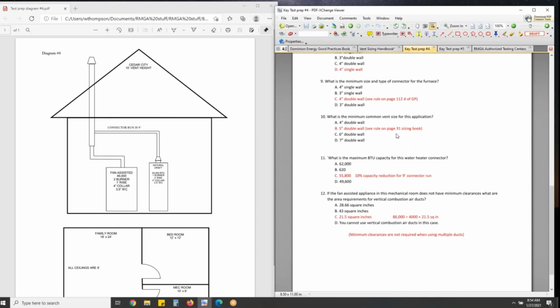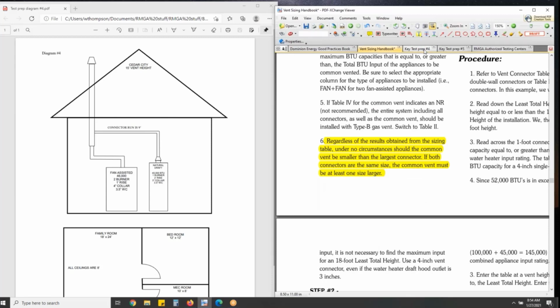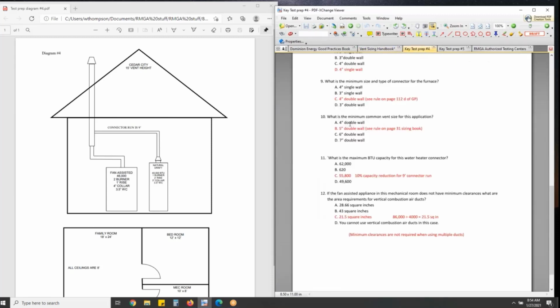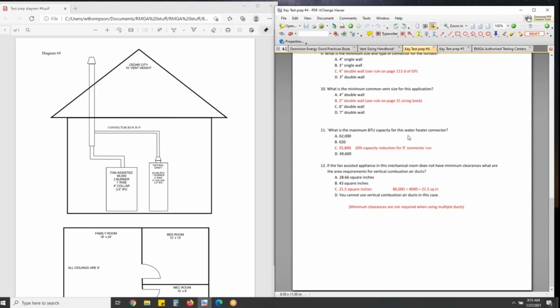Same thing here. We had that rule on page 31 of the sizing book, which I already covered. Just remember that rule is an old rule. It doesn't exist anymore. If you got 4-inch double wall on this, you're okay. So whatever the chart tells you, if the chart tells you a 4-inch would work in that, that's the answer you're going to pick. All right, what is the maximum BTU capacity for this water heater connector? Okay, 55.8, and we had a 10% capacity reduction because of that 9-foot connector run. Okay, that big long run. We want connectors to be as short and straight as possible.